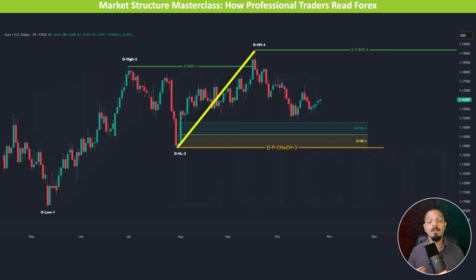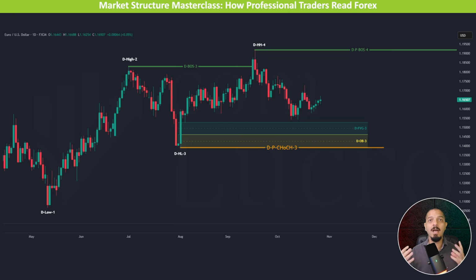From this higher low, price begins the next impulse movement. During this expansion, price breaks the previous high at daily high 2. This expansion produces a new higher high labeled daily higher high 4. At the same time, the market confirms daily break of structure 3. This break of structure validates the continuation of the bullish market structure and confirms that the higher low at daily higher low 3 is structurally protected. This impulse represents the most recent completed expansion on the daily chart.